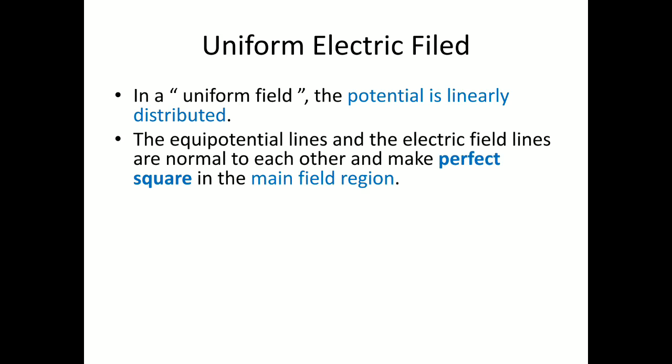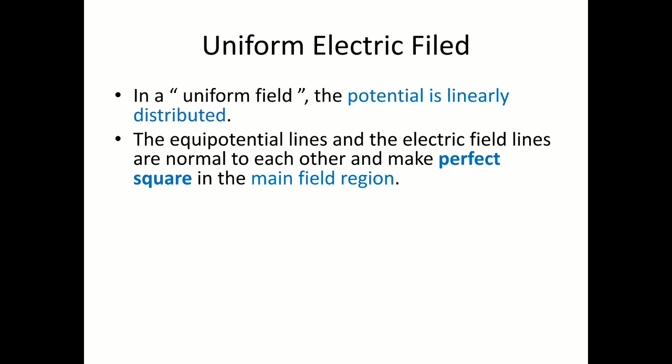The equipotential lines and electric field lines always form a perfect square in the main field region. This is very important, because when we derived the expression for the finite difference method in order to calculate the Laplace equation, we assumed that the electric field is uniformly distributed, and as the electric field is uniformly distributed, the electric field lines and equipotential lines are always normal to each other, and they always form a square region under main consideration.